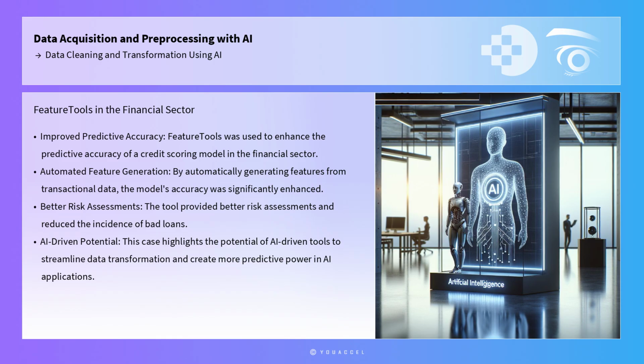An example of Feature Tools in action can be seen in the financial sector, where it was used to improve the predictive accuracy of a credit scoring model. By automatically generating features from transactional data, the model's accuracy was significantly enhanced, providing better risk assessments and reducing the incidence of bad loans. This case highlights the potential of AI-driven tools to not only streamline data transformation, but also to create more predictive power in AI applications.